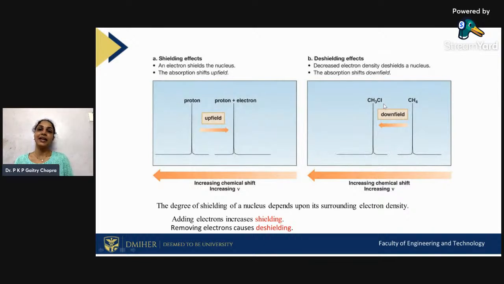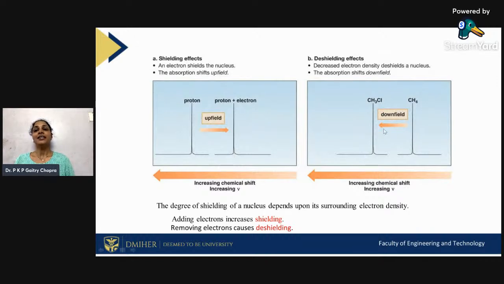They will not have any shielding, no protection will remain. So the electron density near your protons will decrease, and so your protons will require less, or low, energy of magnetic field so as to get resonated. So your signal will shift downfield.